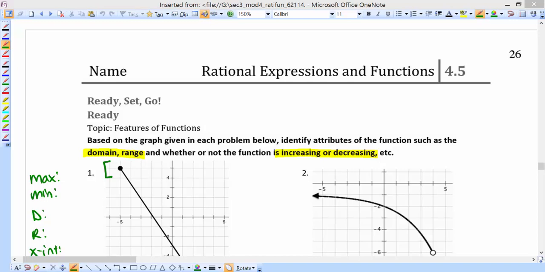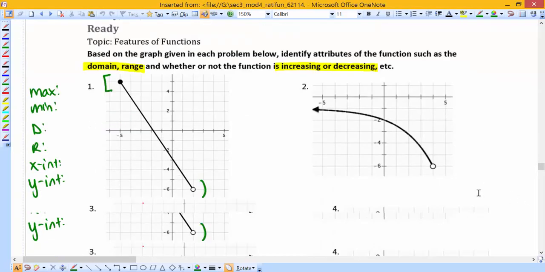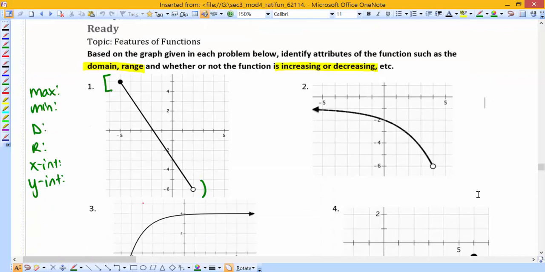In 4.6, we are going to be taking a further look at our rational functions and analyzing them, which means we are going to be describing all the features that go with those types of functions. As a refresher, the ready part of your homework involves just some graphs and identifying the features of these graphs in particular, so that we can refresh our memory for the rational functions.